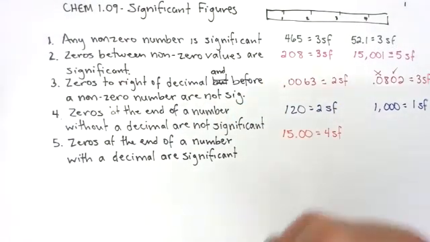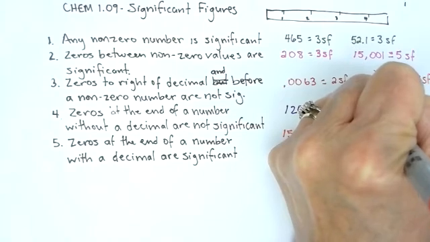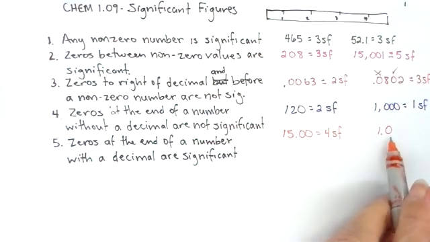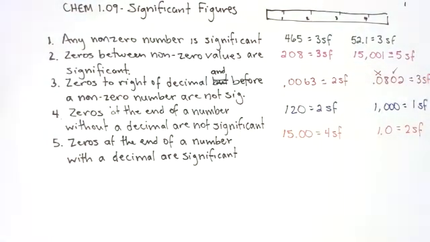What if I take 1.0? So this means that I could measure to the 10th place, and this would have 2 sig figs. Well, why do we care? Why is this such a big deal? And the answer is we have to consider mathematical operations.